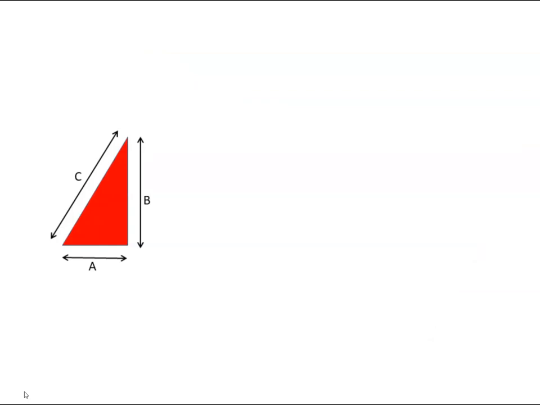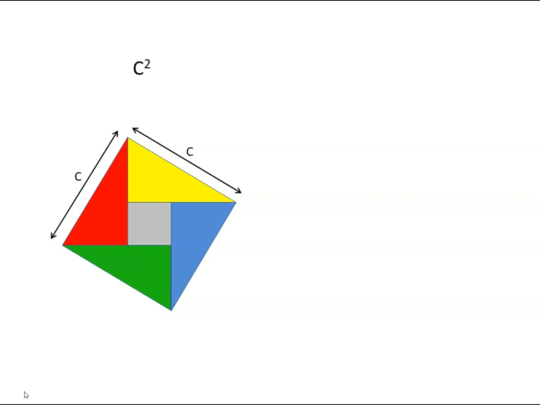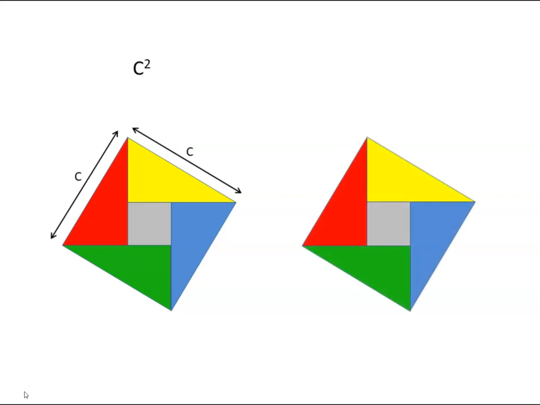Start with any right triangle. We'll copy it and put it on its side like this, and again here and here. And what I've done is to construct a square whose side is equal to c, and of course the area of this figure is equal to c squared. Now we'll copy the figure over here.